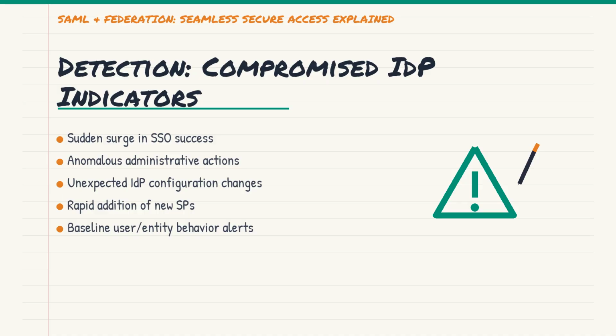Look for rapid changes in IDP configurations, such as the signing certificate being swapped out unexpectedly, or new trusted SPs being added without proper authorization. Also, monitor audit trails within the IDP for administrative actions that seem out of the ordinary. Alerting on anomalous behavior based on user or entity baseline is critical for early detection.